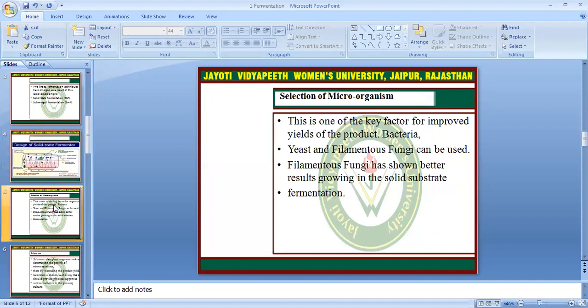Selection of microorganism. When we are doing fermentation, how do we select bacteria or yeast, and what kind of fermentation can be done by the microorganism? This is one of the key factors for improving the yield of the product. Bacteria, yeast, and filamentous fungi can be used. Filamentous fungi have shown better results growing in solid substrate fermentation.